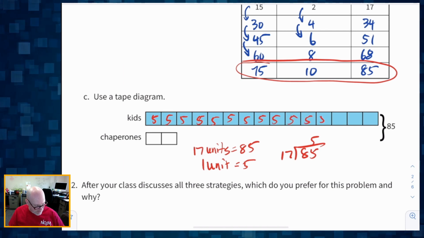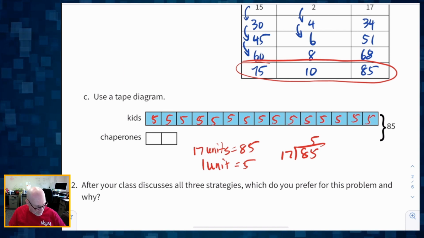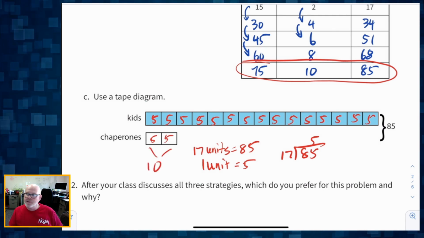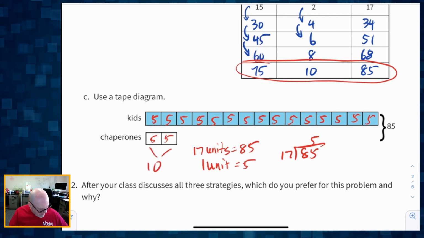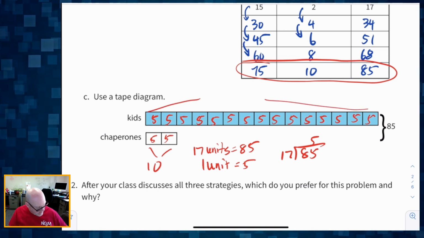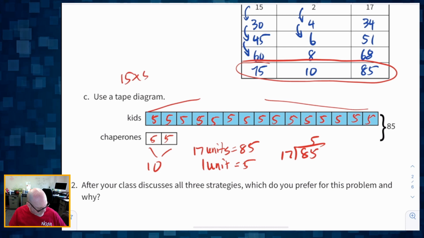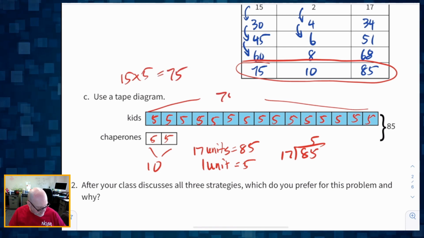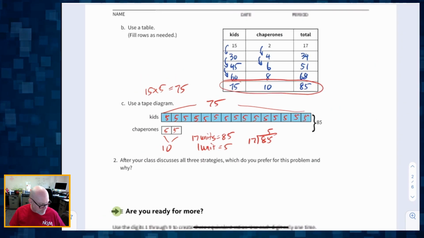So when I fill in all of these 5s, of course, I don't have to fill these in. I can see easily that there's 10 adults, and this is 15 units. So 15 times 5 gives us 75. So that's 75 kids. All right.